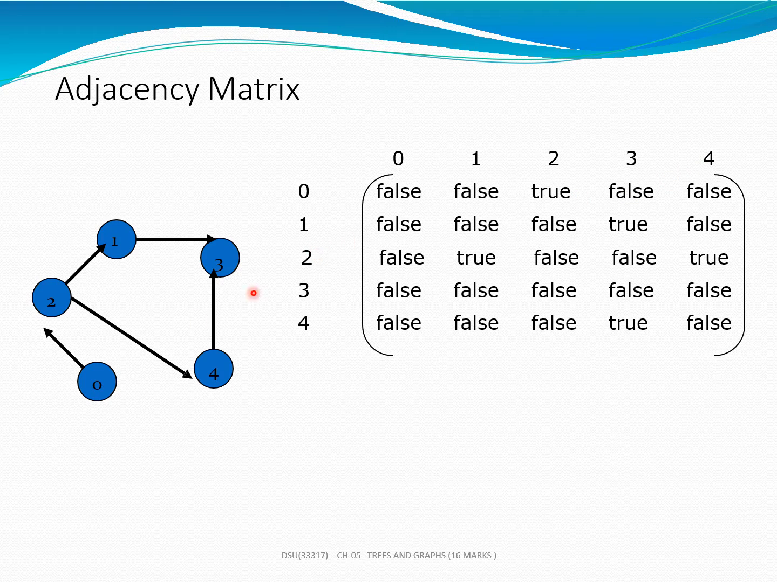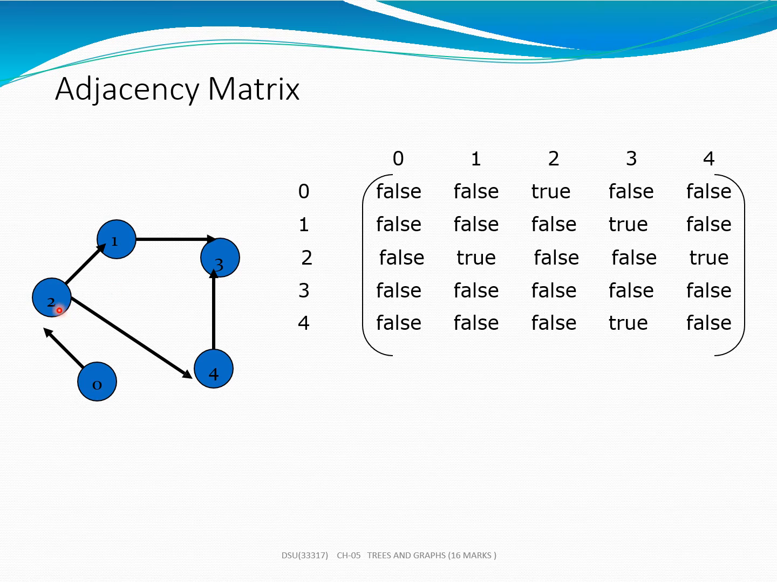Now we take node 1. 1 to 0 has no edge, so false. 1 to 1 false. 1 to 2 false. 1 to 3 is true, because the edge from 1 to 3 is present here. Then 1 to 4 false.